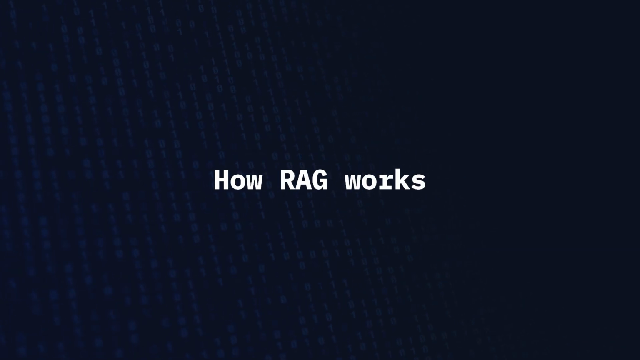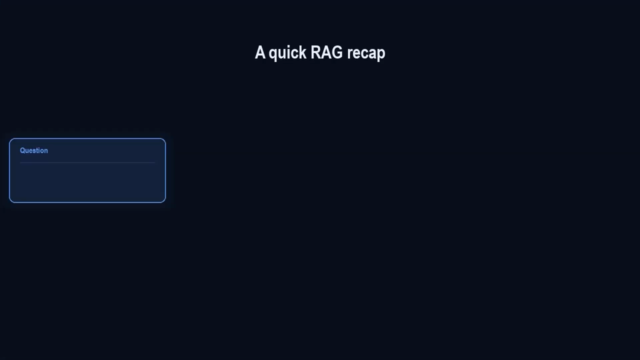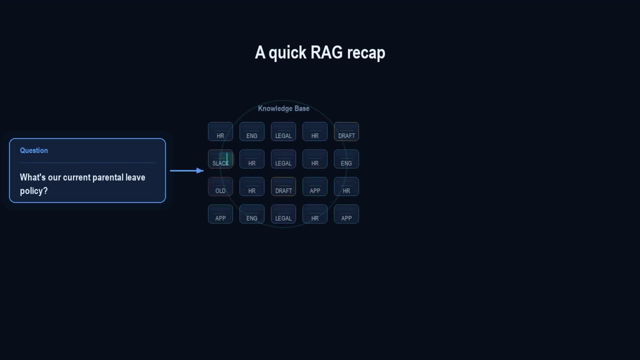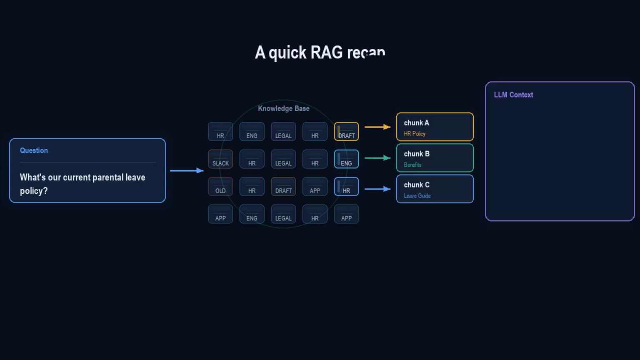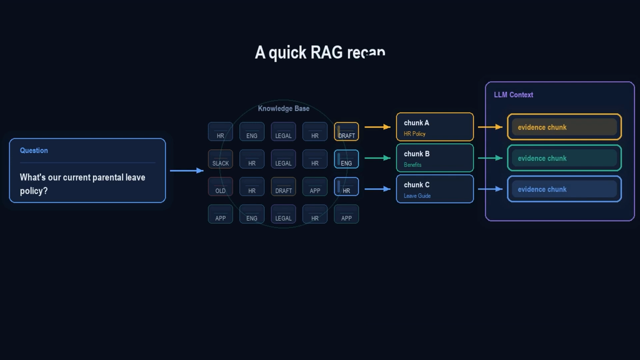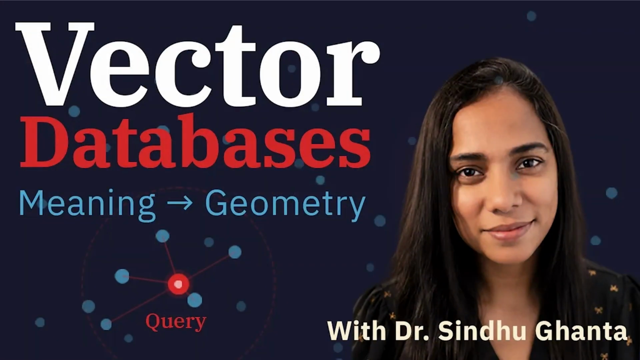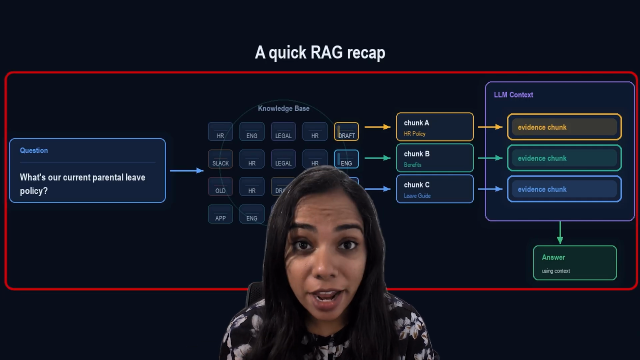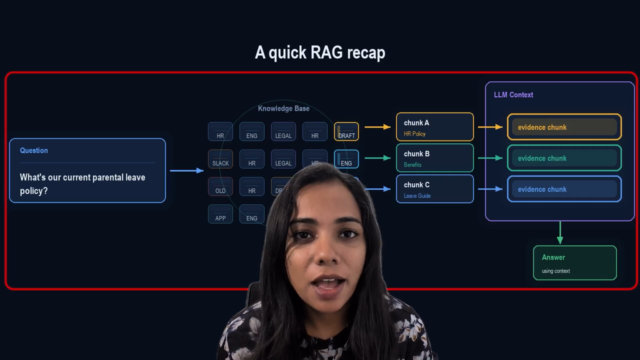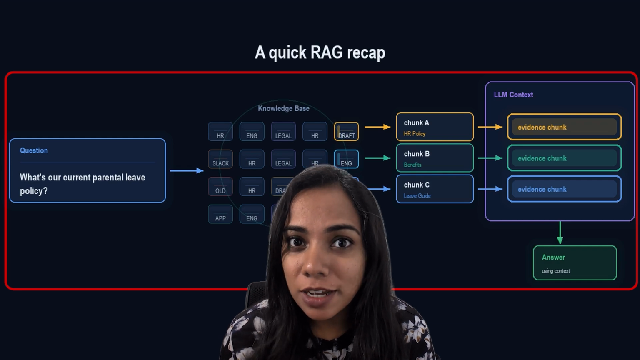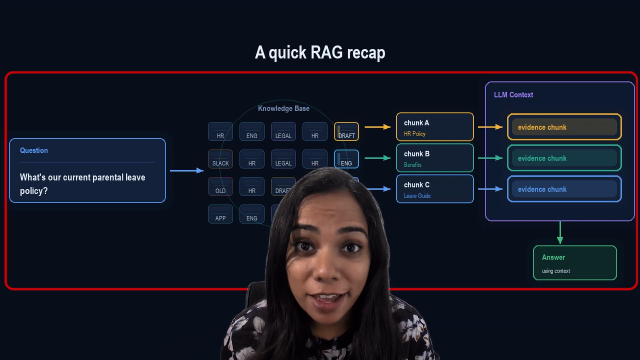Let's start with a quick recap of how RAG works. You take a user's question, convert it into an embedding, and search a vector database for chunks of text with similar embeddings. Those chunks get stuffed into the prompt, and the model answers using them. If you're unfamiliar with embeddings or vector search, check out our videos explaining it. Links in the description. So this RAG framework works great until your document collection gets big and messy.